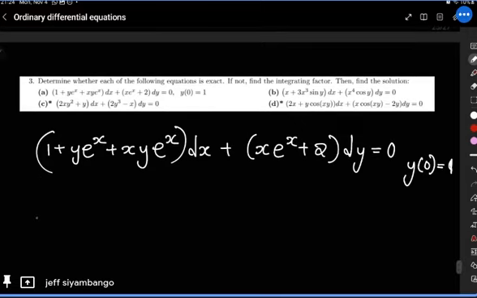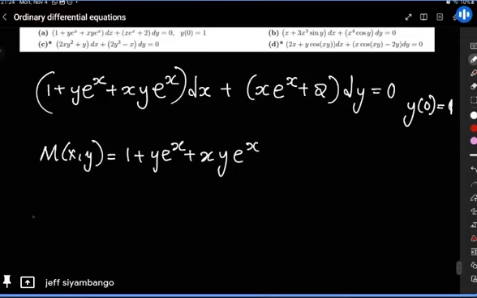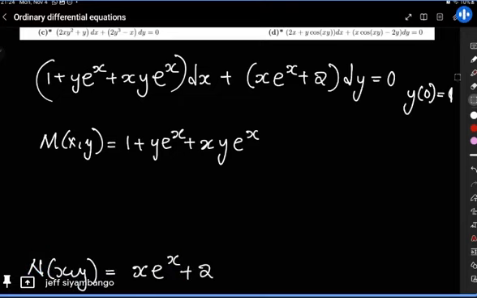So is this exact or not? Here, of course, the coefficient of dx is going to be our M(x, y). This is 1 + y e^x + x y e^x. And then our N(x, y) is going to be x e^x + 2. So to check if this differential equation is exact or not, we get partial M, partial y.